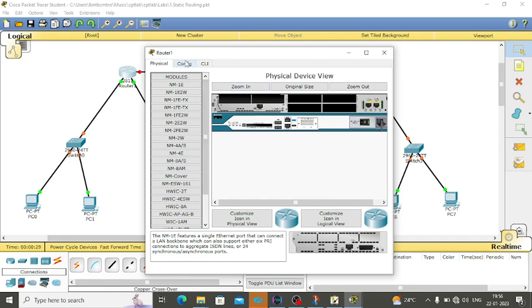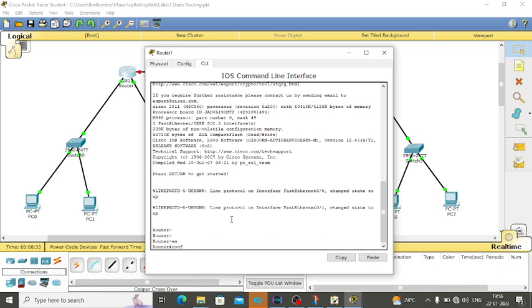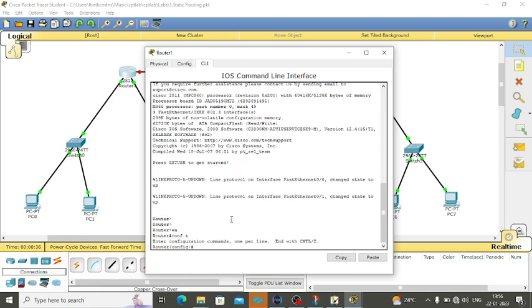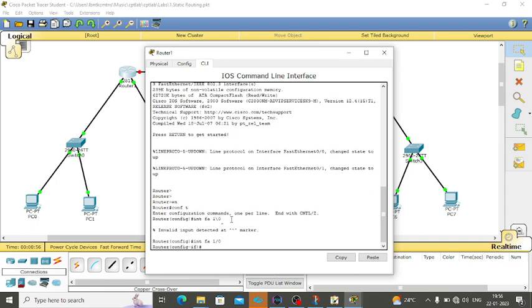I go to the configuration, the CLI, go into enable mode, then configure terminal, and go into the interface. Interface FastEthernet 1/0. Sorry, I put the slash wrongly, so 1/0. I enter 1/0 and then I give the IP address: ip address 192.168.1.1.